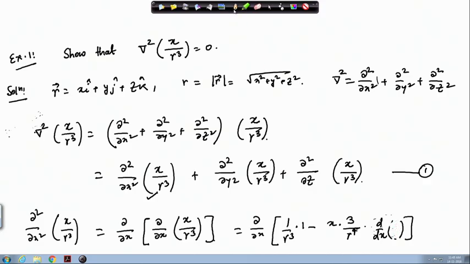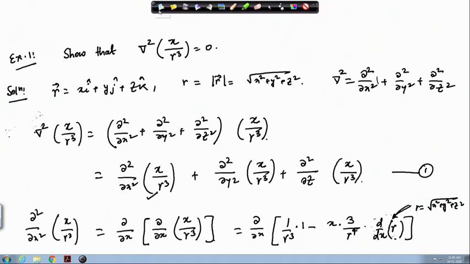So, it will become ∂/∂x of r. First we differentiated with respect to r, and now we are differentiating r with respect to x. Our r is square root of x square plus y square plus z square. So, when we differentiate with respect to x, it will be 1 by 2 square root of x square plus y square plus z square times 2x, because then you differentiate x square with respect to x.